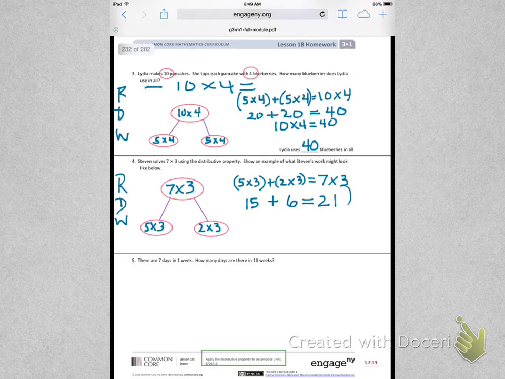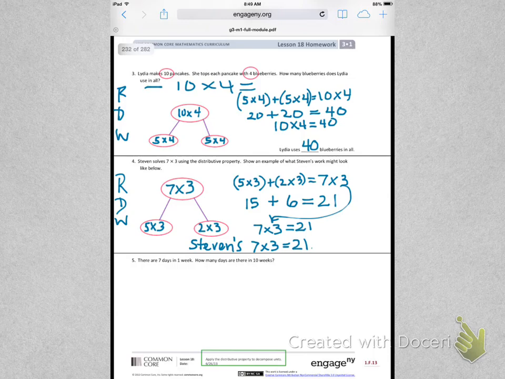Therefore, 7 times 3 equals 21. We have one more step. We need to go ahead and do the right part. I need to find out the answer to Stephen's 7 times 3. 7 times 3 is 21. Stephen's 7 times 3 equals 21.